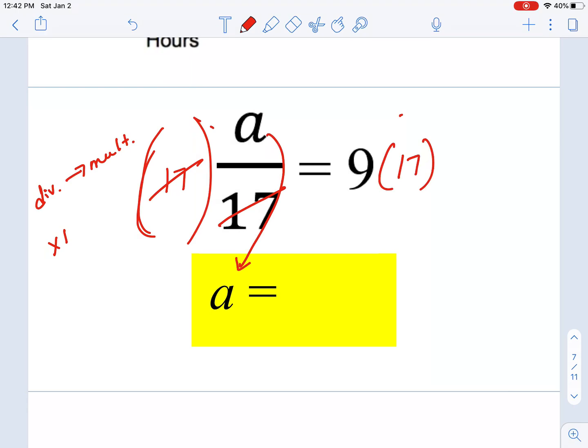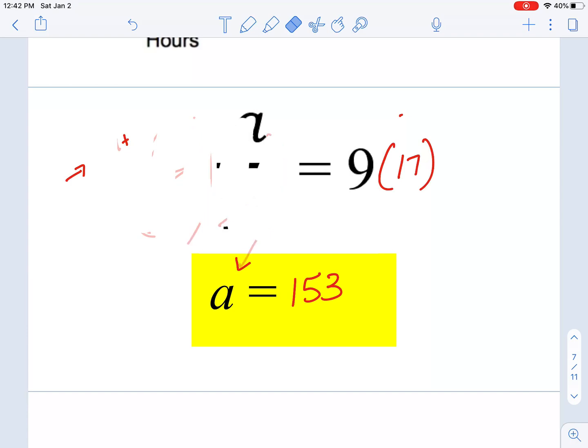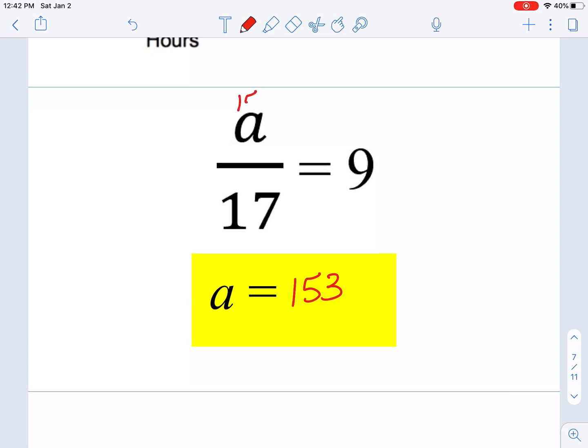And 9 times 17 is 153. Now, let me get rid of all these little markings here. Go back to the original. If I put in 153 here, is what we said A was. Put it in your calculator: 153 divided by 17, and then hit equals, and I guarantee you it'll come out a 9.